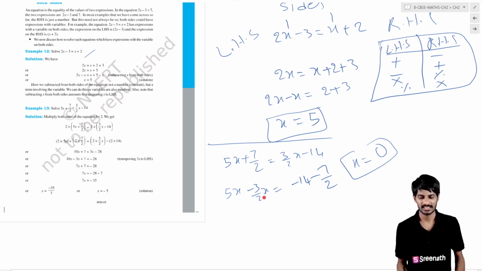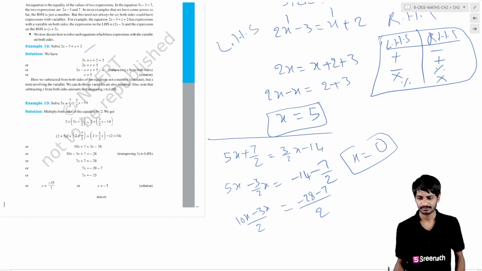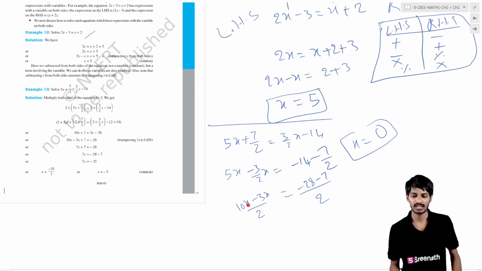You will find the LCM for these two. So what is the LCM? That is 2. So 5 into 2 means 10x minus 3x. So here also you have to find the LCM, that is 2. Multiplying this 14 into 2, minus 28 minus 7. So finally, what is the answer here? 10x minus 3x means 7x by 2, that is minus 28 plus minus 7 means minus 35 by 2.